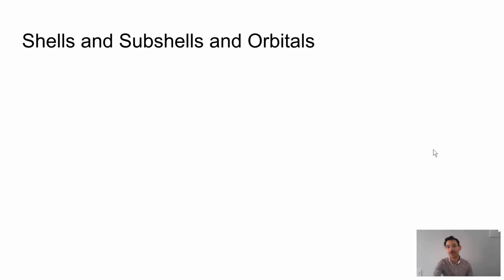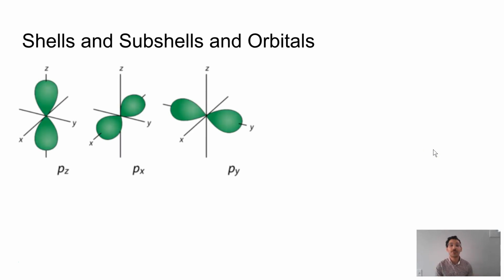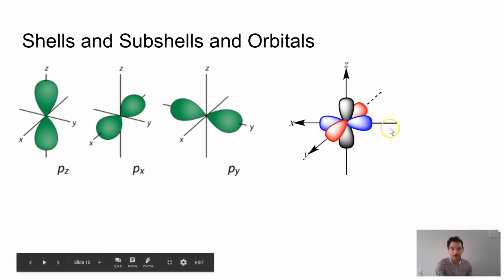Let's look at those P orbitals. Here's what our 3 P orbitals look like. These are what the 2 P orbitals look like. The 2 Ps. We'll talk more about that later. And they all combine together to make this whole big guy.